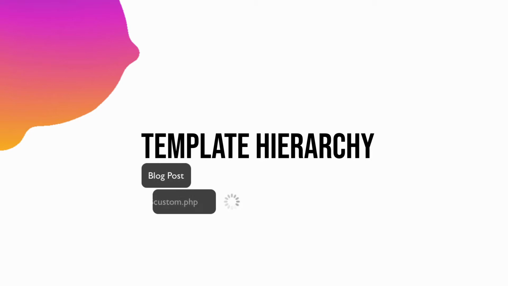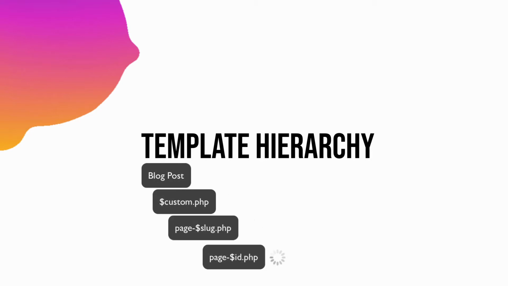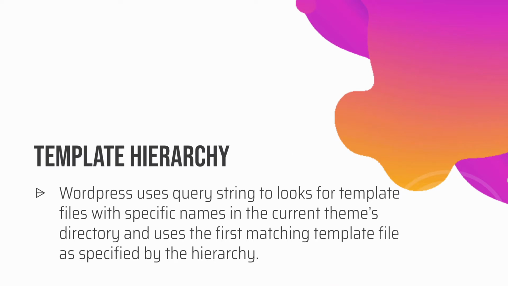So WordPress searches down through the template hierarchy until it finds a matching template file. WordPress uses the query string to look for template files with specific names in the current theme's directory and uses the first matching template as specified by the hierarchy. If WordPress cannot find a template file with the matching name, it will skip to the next file in the hierarchy. If no match is found, it will just use index.php. I know that's a lot of information, but let's get into action. Let me give you a demo of how that works.